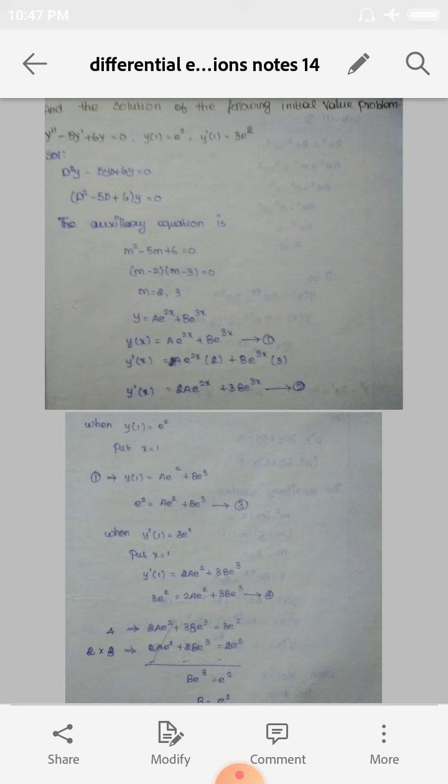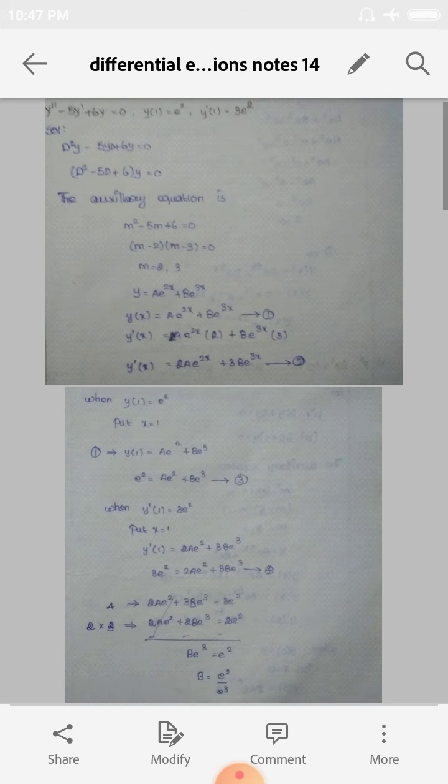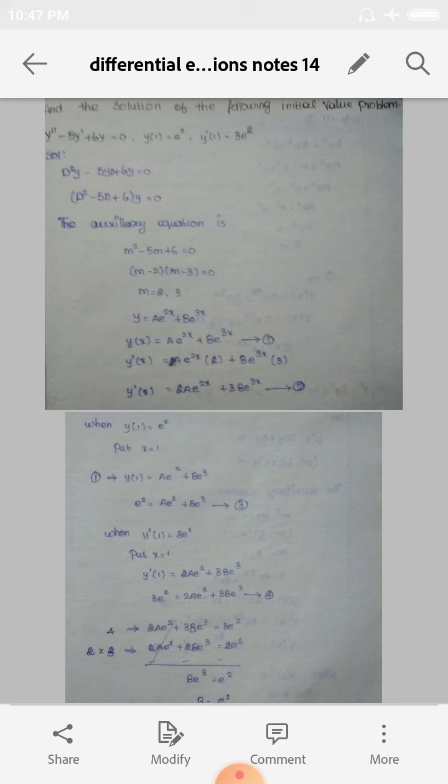Dear students, today we are going to see a different type of problem. Suppose a problem is given and the condition is also given, we have to find the initial value problem. In the last classes we saw the three types of finding the particular integral. The first method is e power ax, the second method is sin ax or cos ax, and the third method is the x power n method. But this is a problem of finding the initial value problem.